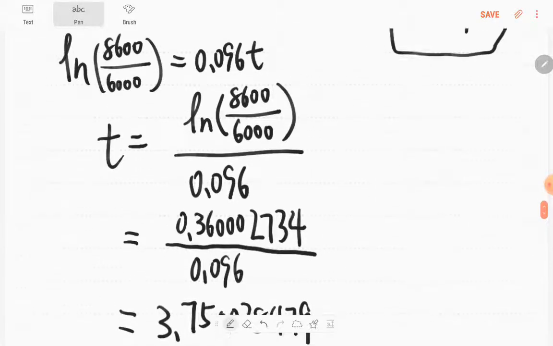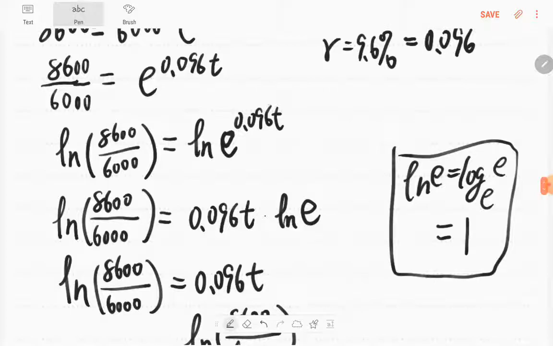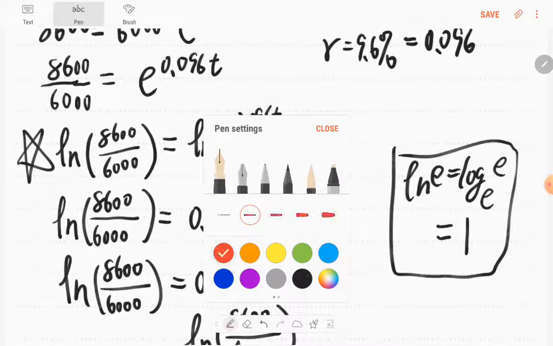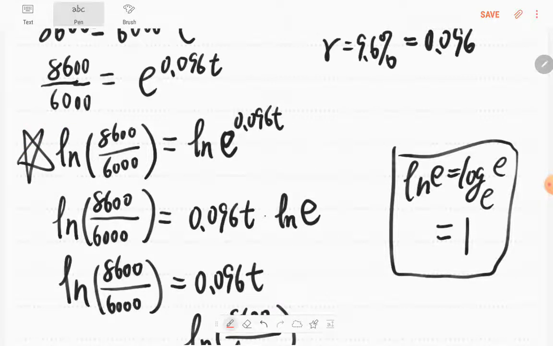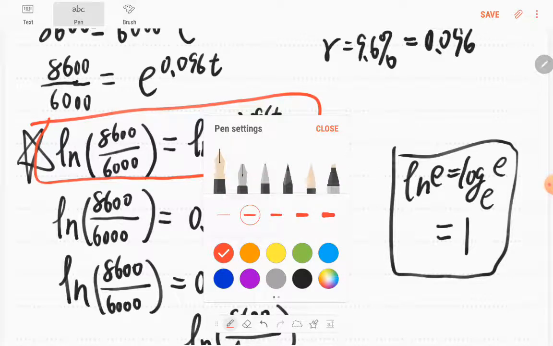Okay, so you can see for this kind of problem, if you are looking for the t, in most cases you will have to take the natural log to bring down this t in front of the natural log. So this is a very important technique for this step. I use the red color to emphasize. Take the natural log on both sides to solve this simple exponential equation.